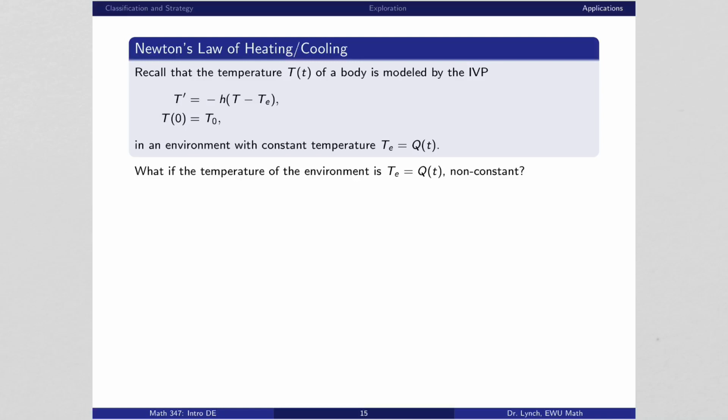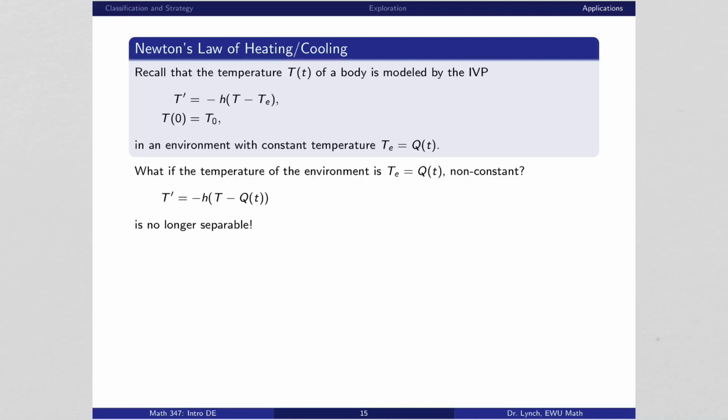In this section, we're going to have a look at this differential equation in the case where the temperature of the environment is Q of t, perhaps a function of time. You can imagine, for instance, that in a scenario where the heat goes out in your house, the ambient temperature might vary throughout the course of a day. So it turns out that Newton's law of heating and cooling applies to this case too, and all we have to do is replace our environmental temperature with the function Q of t.